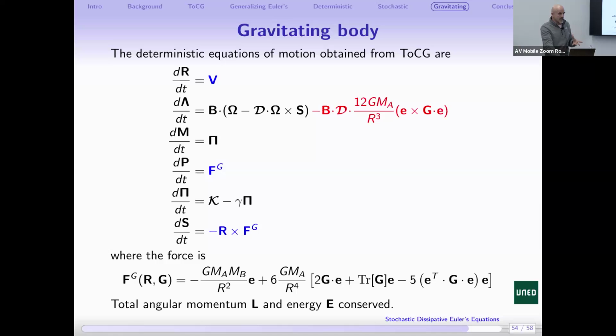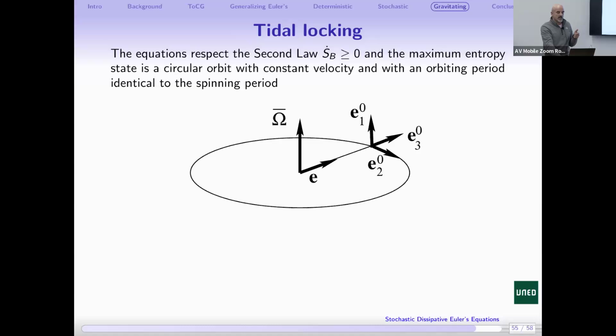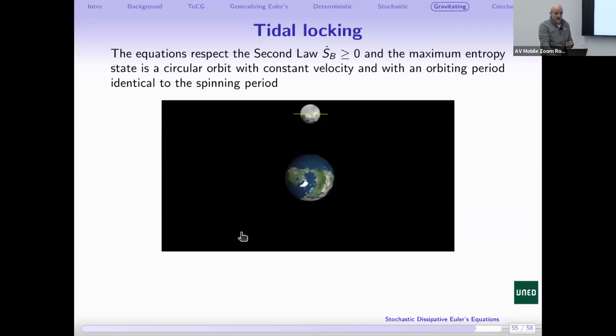Now, these equations respect the second law, and therefore they predict an equilibrium state. The equilibrium state is one in which the body orbiting around the origin of the central gravitational field ends up moving in a circumference at constant speed and orienting in such a way that it always offers the same face to the origin. And this is what the moon does. It spins at the same rate as it orbits. So this theory predicts tidal locking.